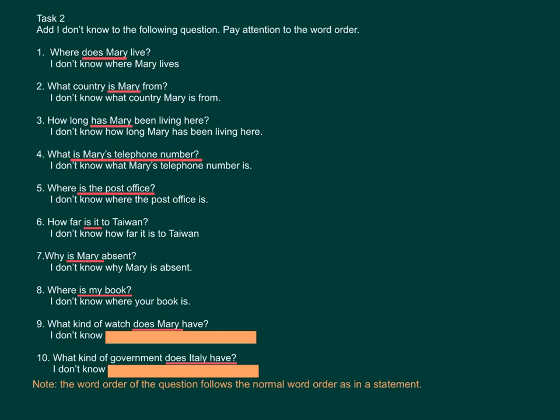Number 9. What kind of watch does Mary have? I don't know what kind of watch Mary has. Number 10. What kind of government does Italy have? I don't know what kind of government Italy has. Note, the word order of the question follows the formal word order as in a statement.